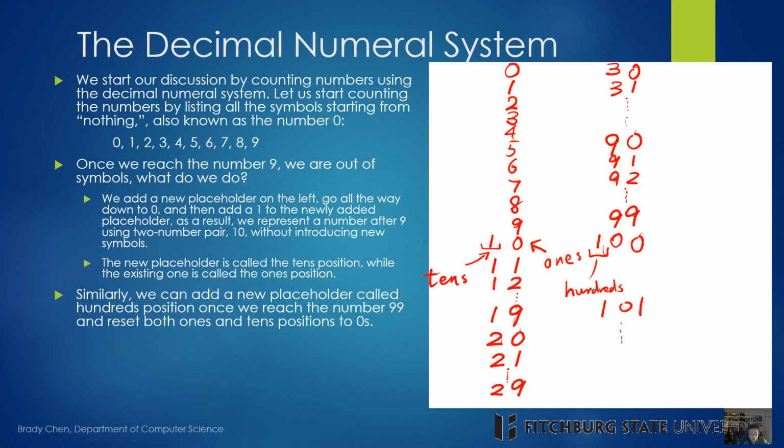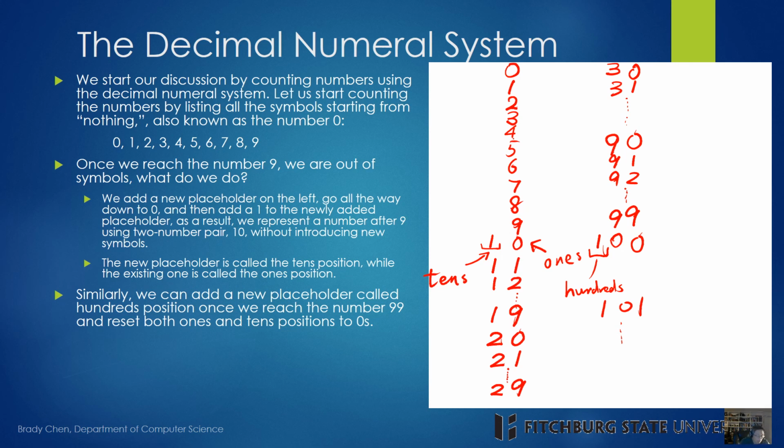Okay. Now what's so good about the decimal numeral system? Now the decimal numeral system allows us to represent any numbers using only 10 symbols. So no matter how big the number is going to be, we just simply add more placeholders on the left.